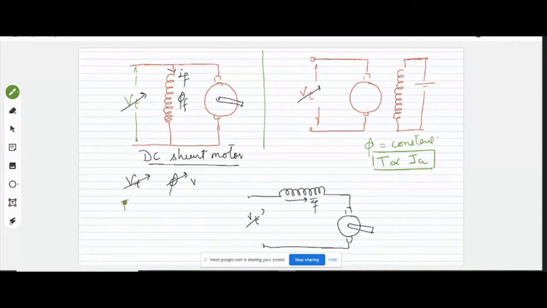Whereas in this case, for the DC shunt motor, you have to write that torque will be proportional to phi into Ia. For the DC series motor, torque will be proportional to phi Ia, whereas phi is proportional to If, and in this motor If is equal to Ia. This If and Ia are the same, so in the series motor your torque will be proportional to Ia square. Is this fine? Fine, sir.